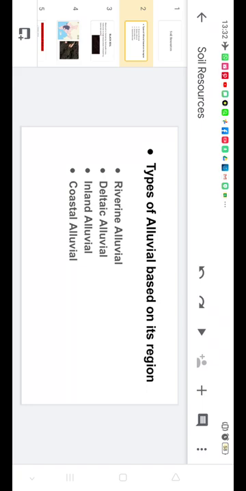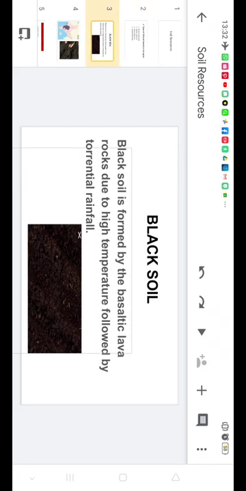Now, next we come to the black soil. Next in our syllabus is the black soil. The black soil is formed by the basaltic lava rocks due to high temperatures followed by torrential rainfall. So, this is how the black soil, mostly found in the Deccan Plateau region, is formed.